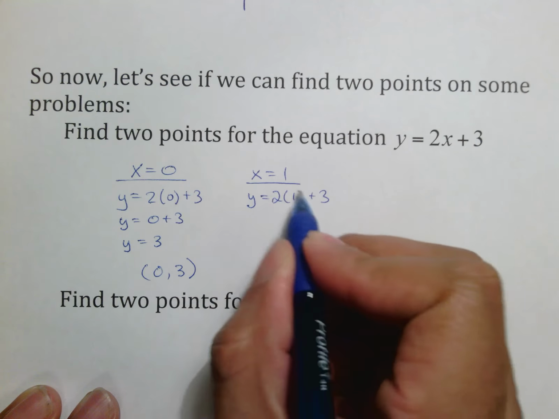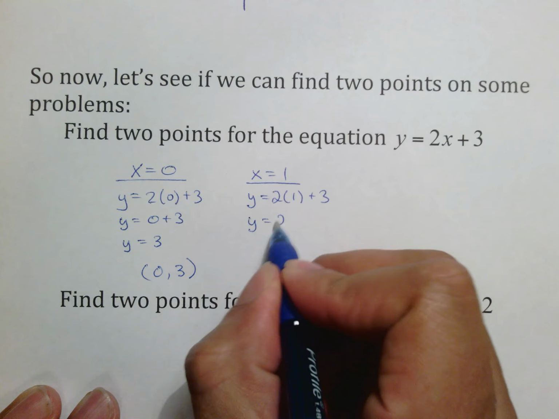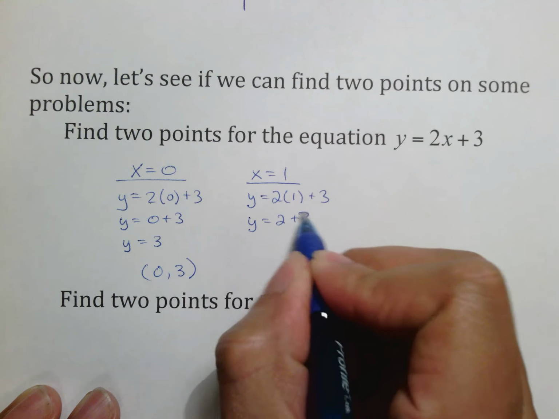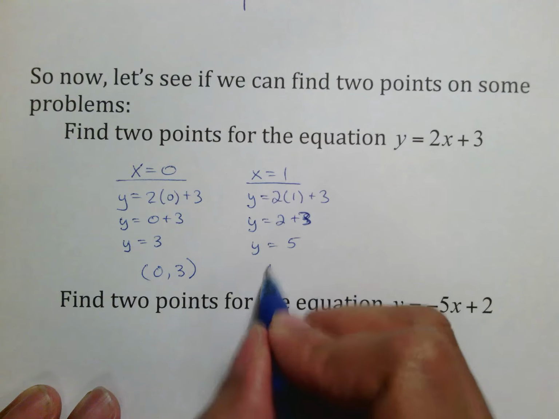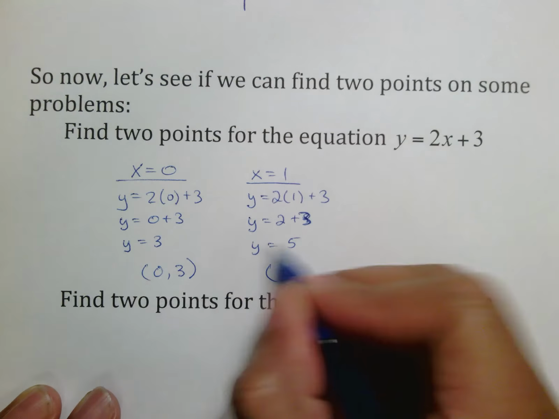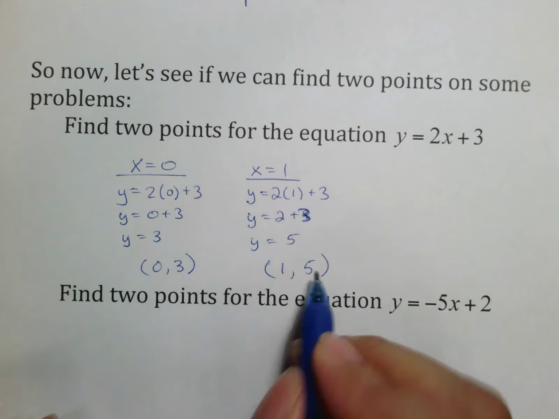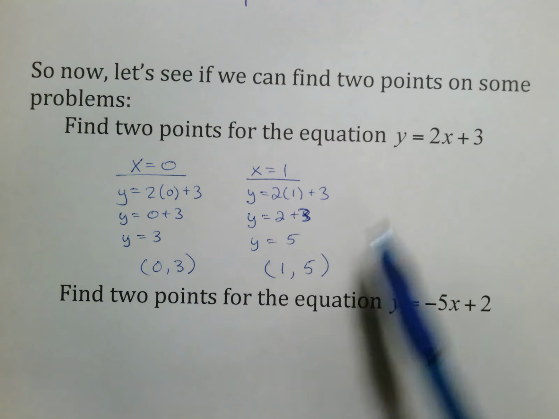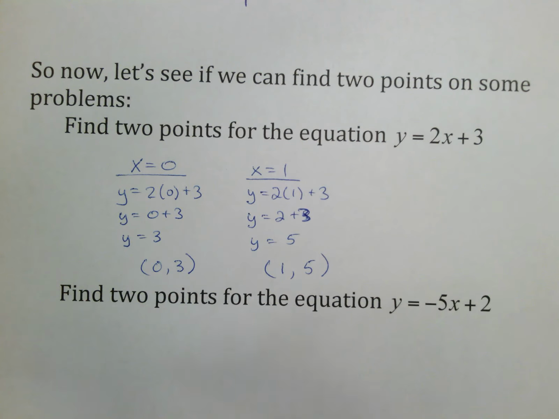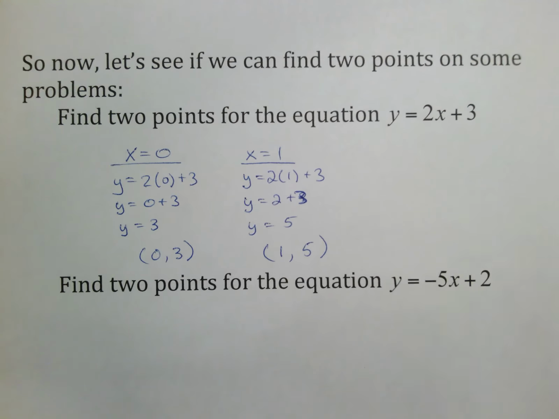Again, the nice thing about multiplying by 1 is that 2 times 1 is 2, plus 3, and then 2 plus 3 turns into 5, which means my second point is x equals 1, y equals 5, and there are my 2 points for my equation. And in all honesty, once I know how to plot these two things, I can plot these 2 points down and I will have the graph for y equals 2x plus 3.